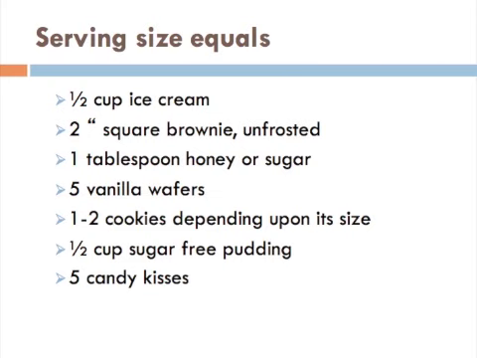A serving size of this group equals about half a cup of ice cream, a 2-inch square brownie unfrosted, a tablespoon of honey or sugar, 5 vanilla wafers, 1 to 2 cookies, half a cup of sugar-free pudding, or 5 candy kisses.